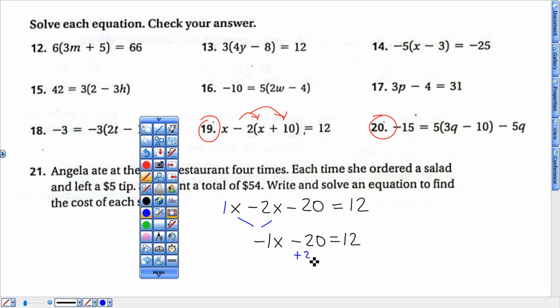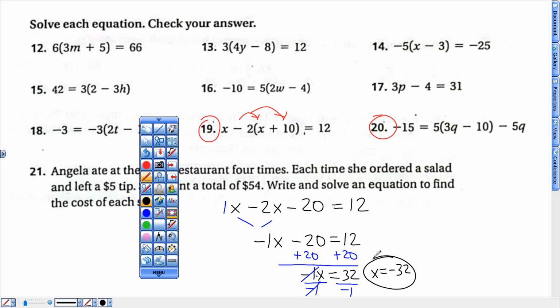I'm going to plus 20. That gives me negative 1x equals 32. And then remember right there, that's not considered solved. The opposite of timesing by negative 1 is dividing by negative 1. So my final answer there is x equals negative 32, knowing your negative rules.